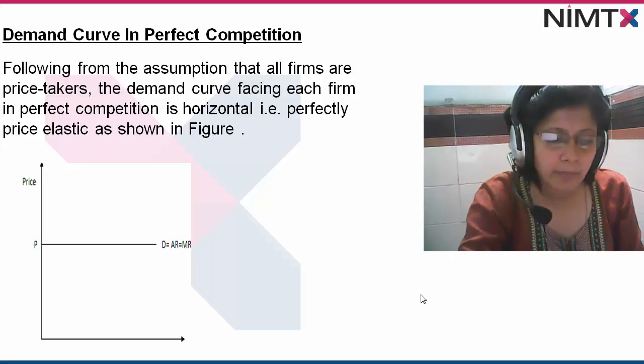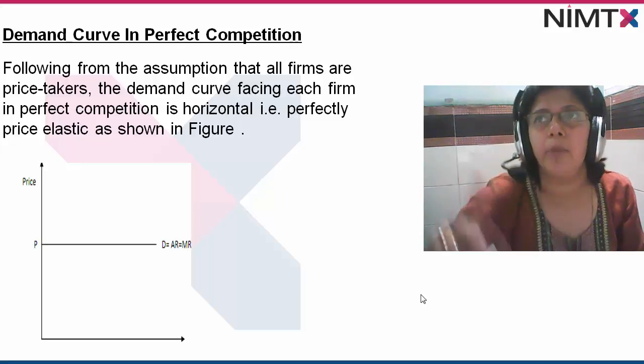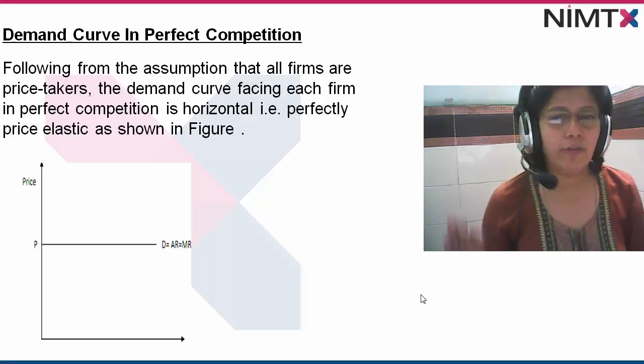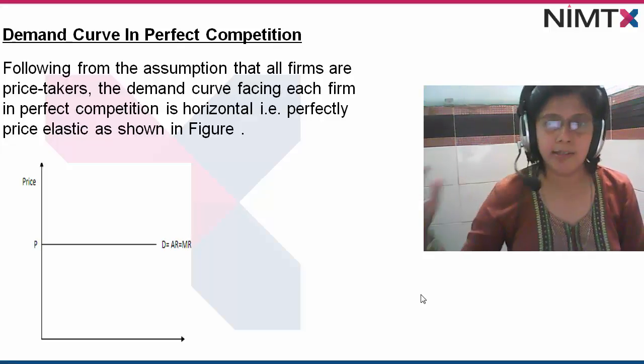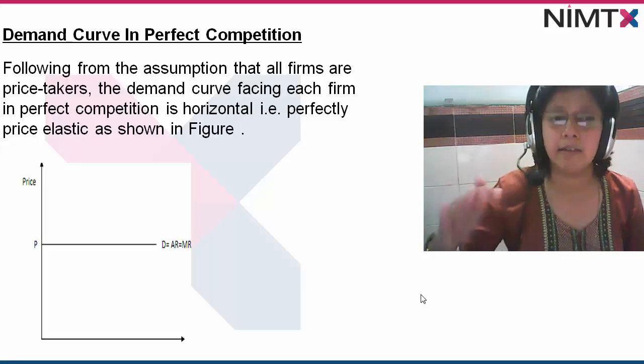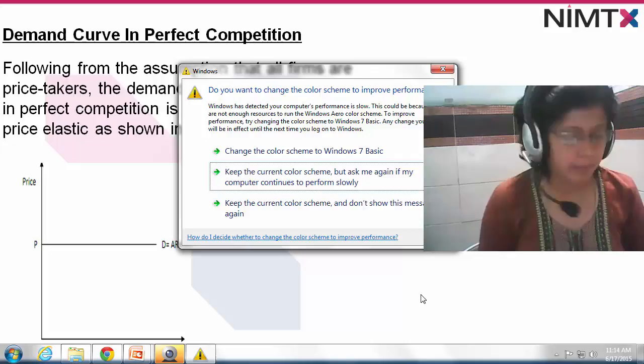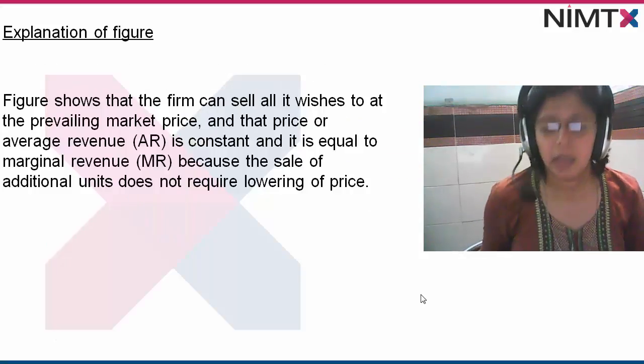The market price P is determined by our supply and demand. When our price falls, the demand increases, and when the price increases, our supply also increases, and we will get the profit maximization for our product.